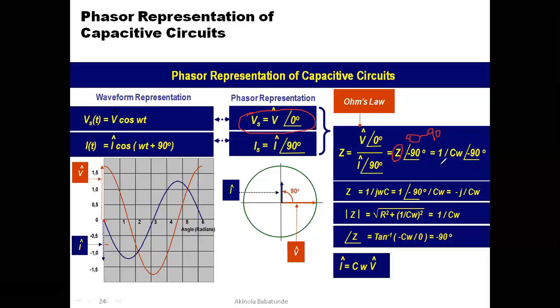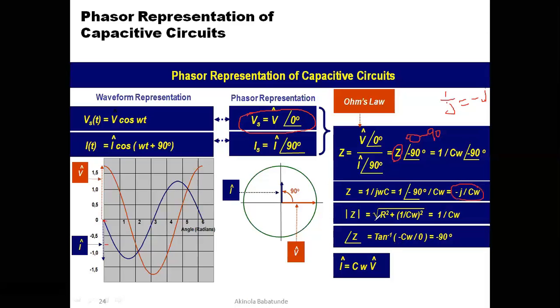Don't forget, we had said earlier on that 1 over J is the same thing as minus J. We've talked about that before now. 1 over J is the same thing as minus J. So our Z here will be equal to 1 over JWC, all right, which will be equal to a phase angle of minus 90 degrees divided by CW. Eventually, you come up with minus J over CW.